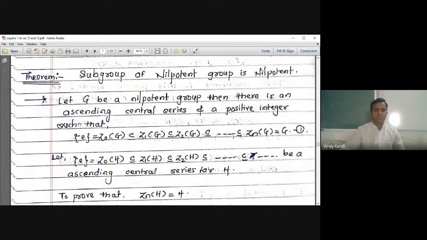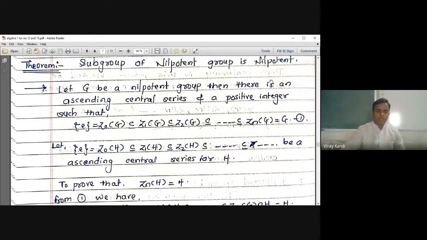Again we discussed the theorem. You may have been bored in the last lecture and so didn't understand, so here I repeat again. What is the theorem? The subgroup of a nilpotent group is nilpotent.